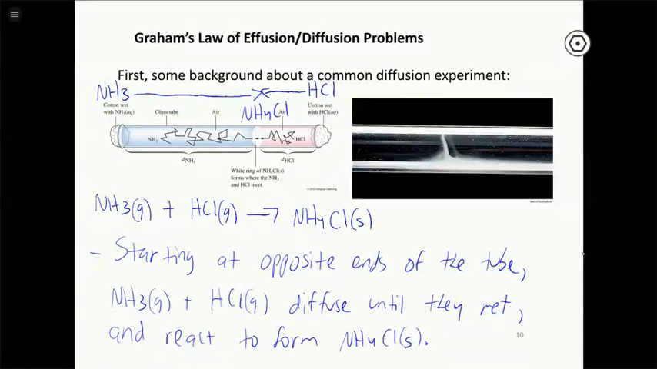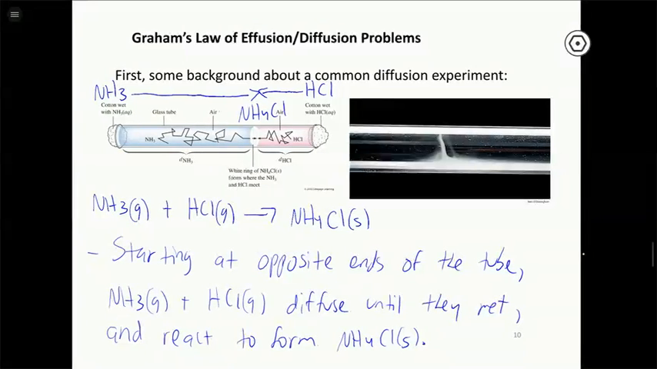That's kind of how we set it up, and that's the idea. So then what we can do is use the diffusion and effusion equation, Graham's law, to calculate how far down the tube they are going to travel before they meet. All right, so that's what this problem deals with.